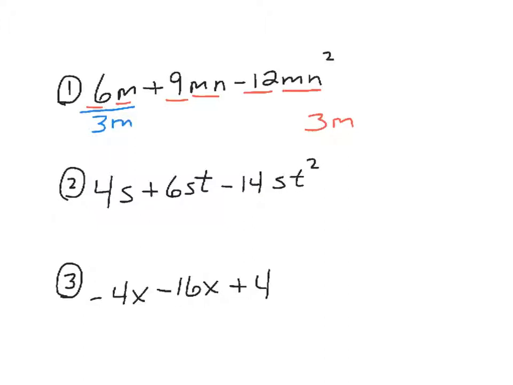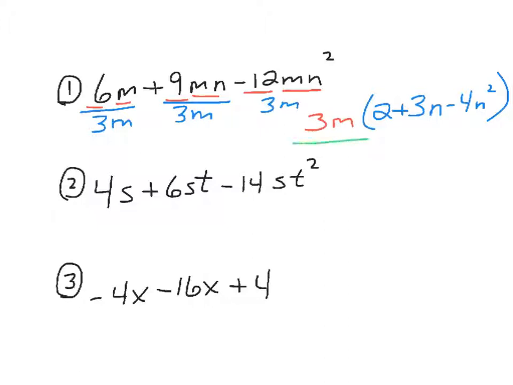For the very first term, I'm left with a 2. If I factor a 3m out of that second term, I am left with a 3n. And if I factor a 3m out of that third term, I'm left with a 4n squared. So, factoring that particular polynomial gives me this for my answer.